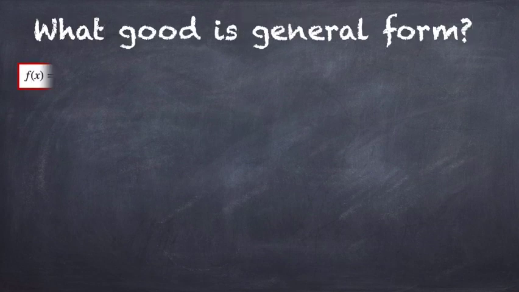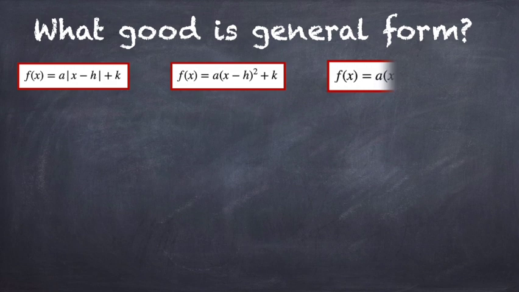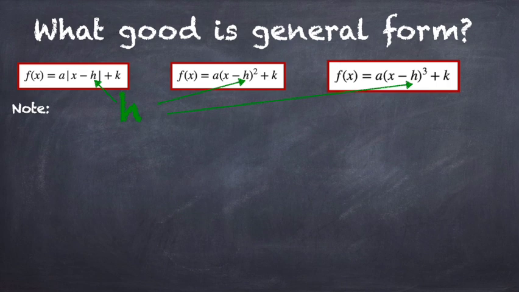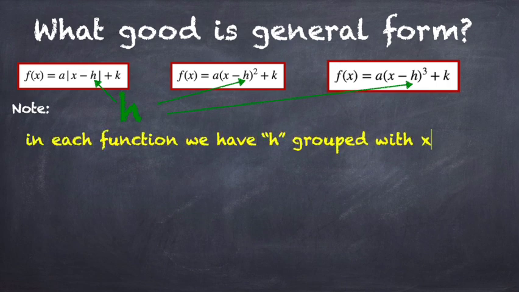Now, that's noticing that a is in all of these. Well, do we notice anything else that's also in all of those general forms? I noticed the very next thing they have in common, other than the x, is the h. There's an h located in every one of those equations. And notice the h is grouped with x, okay? In each one of those functions, that h is grouped with x. H is going to determine our horizontal move, okay?